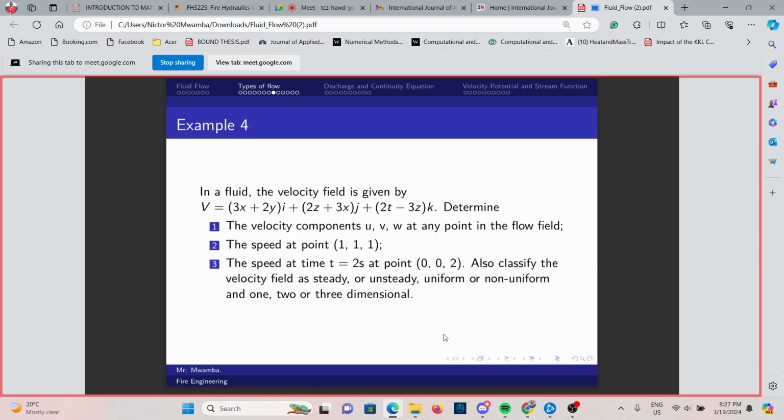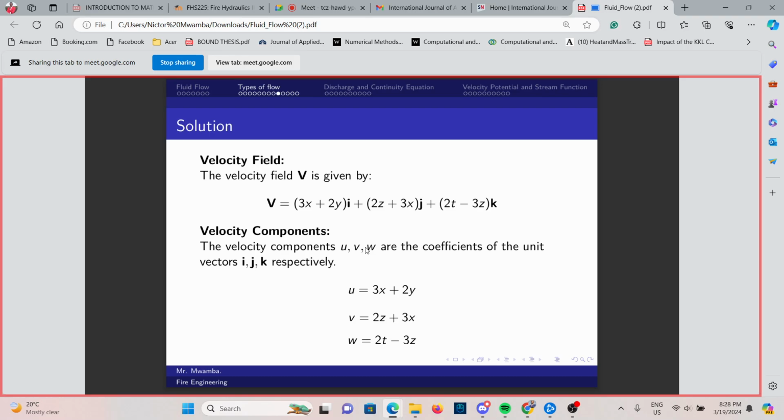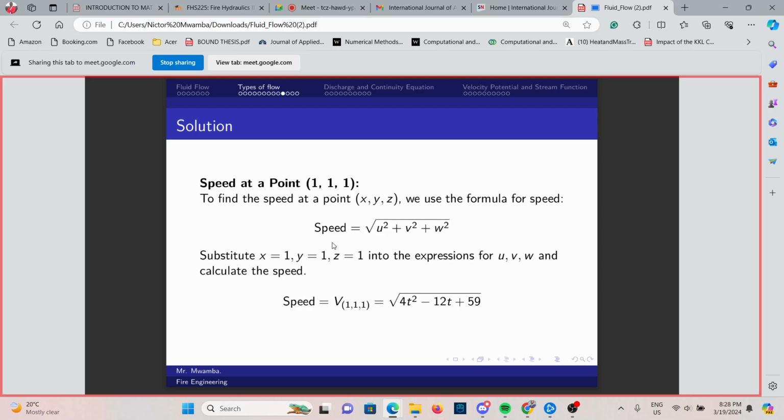Okay, the next question is saying find the speed at the point 1, 1, 1. Remember, this velocity has got three components or three coordinates, x, y, and z. So in this case, the x is 1, the y is 1, and the z is 1. So you just substitute, but remember the speed is a resultant velocity, which is given by the square root of u squared plus v squared plus w squared, the velocity components along x, y, and z.